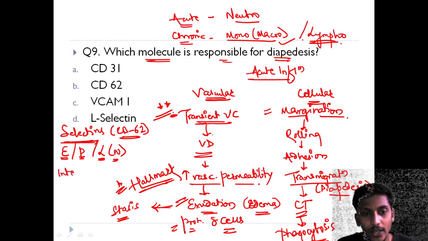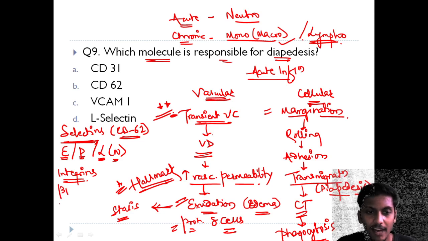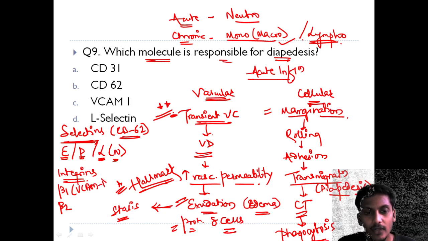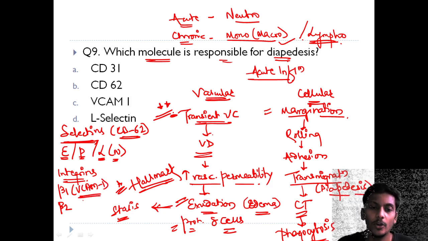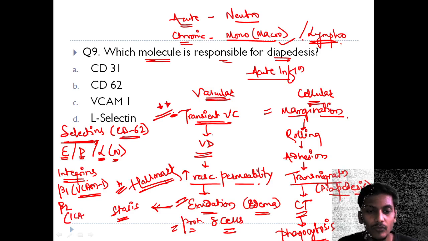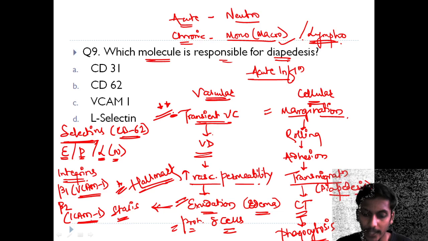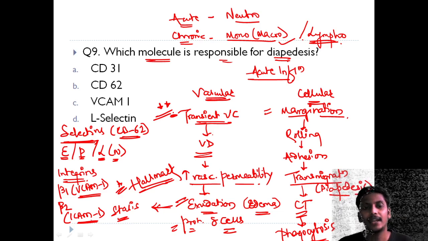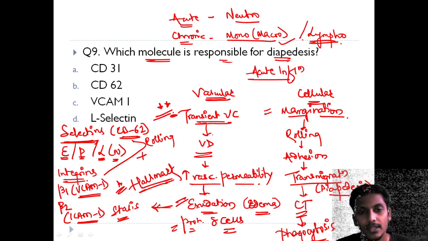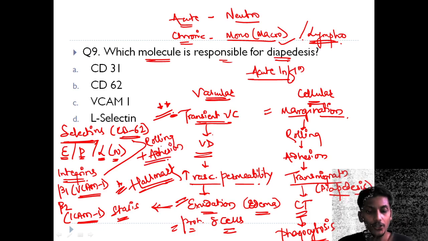And second molecules are your integrins. There are two types of integrins, beta-1 integrin and beta-2 integrin. Beta-1 integrin is known as VCAM1, that is vascular cell adhesion molecule 1, whereas beta-2 integrin is known as ICAM1, that is intercellular adhesion molecule 1. So please remember guys, selectins and integrins together are responsible for rolling and adhesion of these cells, your neutrophils.